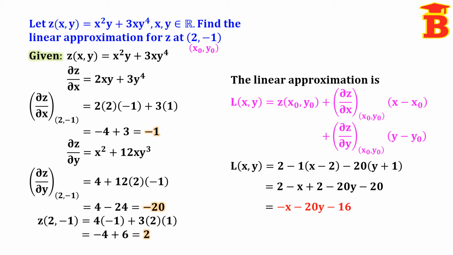So this is minus x minus 20y. Add the numbers 2 plus 2 is 4, minus 20, minus 16. So the answer is minus x minus 20y minus 16.